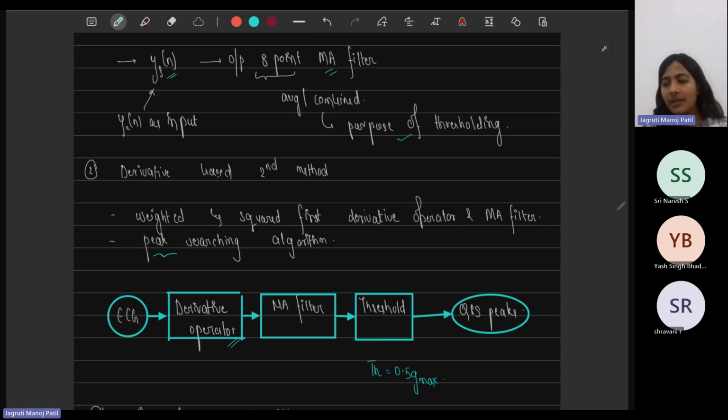Apart from that, they did the peak searching algorithm. Normally, if someone tells you to just find the peaks for this particular signal, what will you do? You'll just do max of peaks, or there's this command in MATLAB, findpeaks. It will help you find the maximum amplitude or magnitude of the peak, as well as the index at which the peak is. That's the location of it.